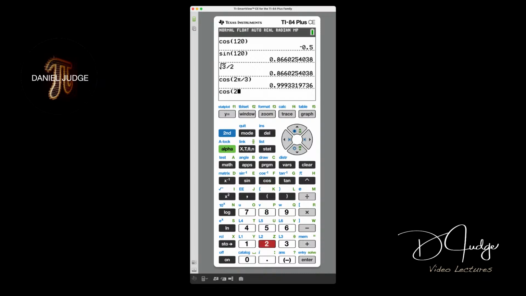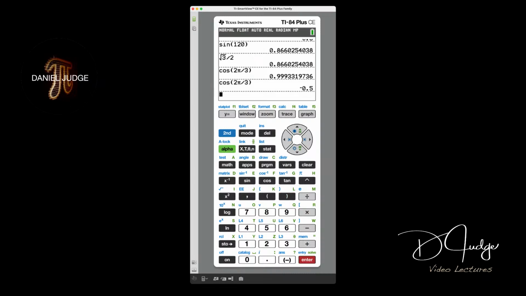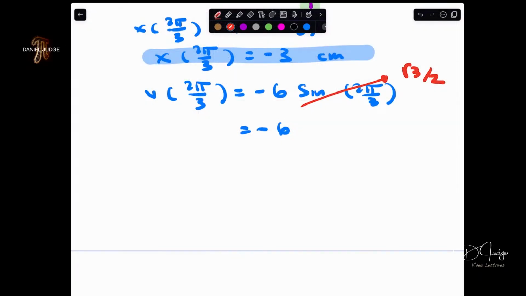Cosine 2, here's our pi, divided by 3. So there we go, ladies and gentlemen. You're going to get the negative 1/2. Sine 2 pi divided by 3, you're going to get the square root of 3 over 2. So your calculator gets these answers. Make sure it's in the right mode if you're going to use it, okay? You could even use your brain because some of these questions are very specially chosen, like this one.